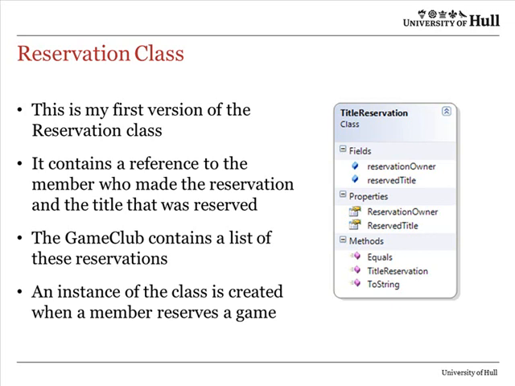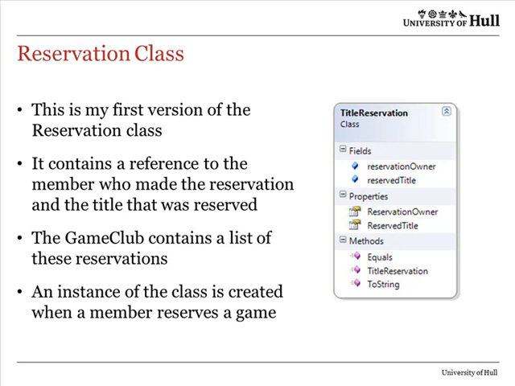What I did when I was writing the code, I took a look at what I thought I needed to store in a reservation class, and I came up with this stuff. I've got to have the owner, the person who actually wants to reserve the title. That'll be a member of the club, and the title itself that's been reserved. And so those are the 2 things that we need to have in our reservation class. I need to know who reserved it and what was reserved.